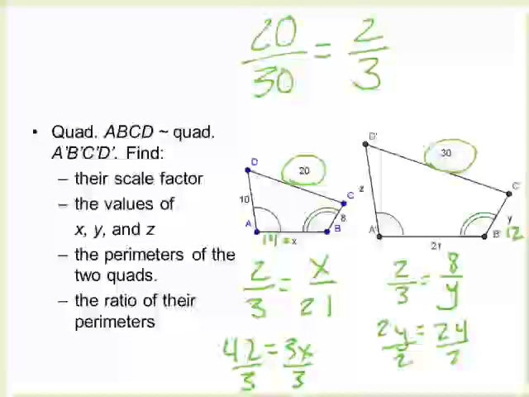And then finally, we want to do the same thing for z. 2/3 is equal to, should z go on the top or bottom? Bottom, because it's in the second figure matching with the 30. And what should go on the top? The 10. 10 is the corresponding side to the z. Cross multiply. 30 is equal to 2z. Divide by 2. So z is equal to 15.